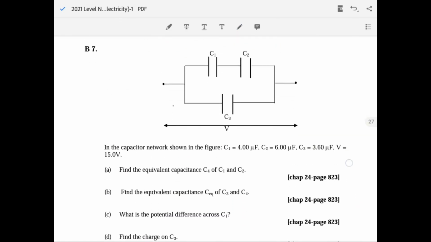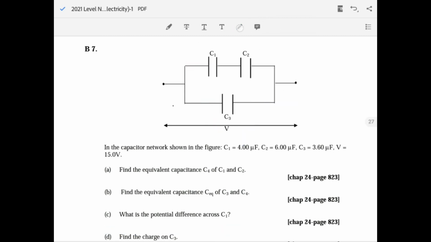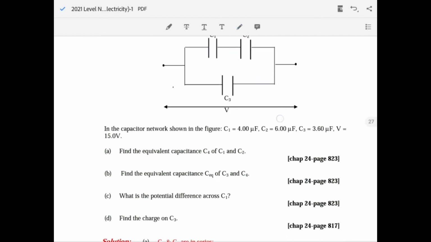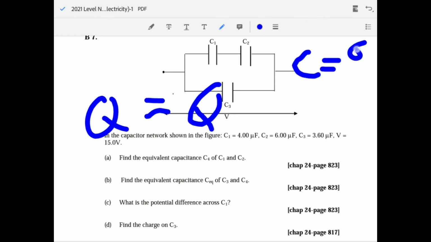What's the potential difference across C1? Parallel means voltage is the same across both branches. So here they have the same voltage, here they have the same voltage. So what's the potential difference across C1? So voltage is 15 across the whole thing. So what is the same between these two capacitors? It's the charge, because charge heads in a straight line. So if it were to be here, then the same amount will be here. Otherwise they wouldn't flow. So Q equals Q, and then you know that C equals Q over V.